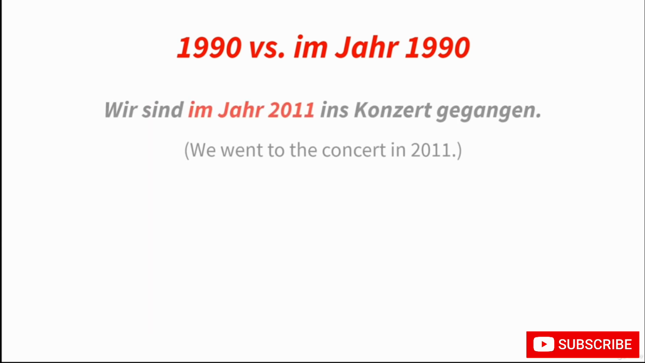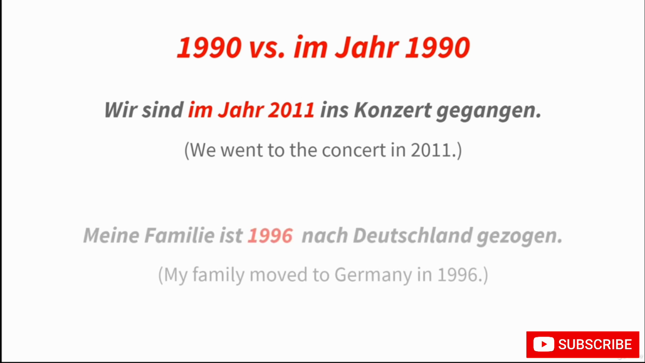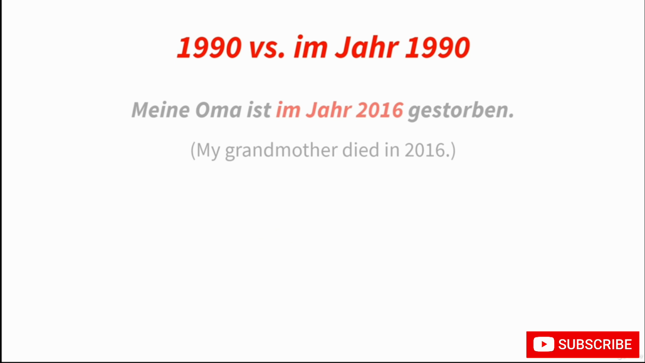Let's do another. Wir sind im Jahr 2011 ins Konzert gegangen. We went to the concert in 2011. As you can see here, because we are indicating the year with the word Jahr, im was used. Another one, meine Familie ist 1996 nach Deutschland gezogen. My family moved to Germany in 1996. Meine Oma ist im Jahr 2016 gestorben. My grandmother died in 2016.